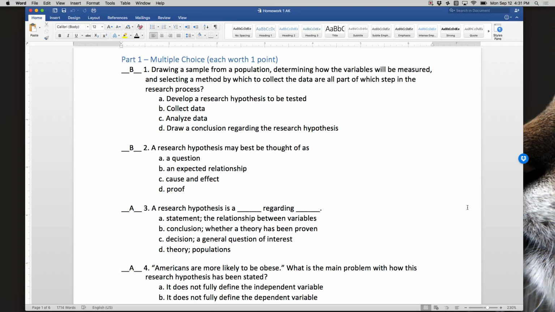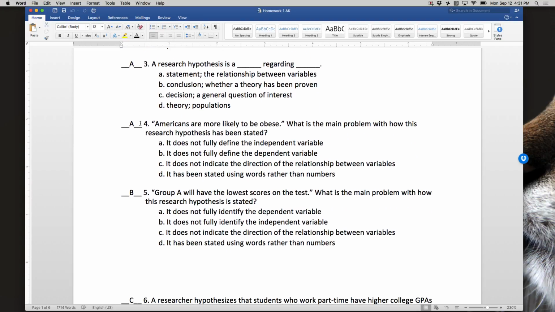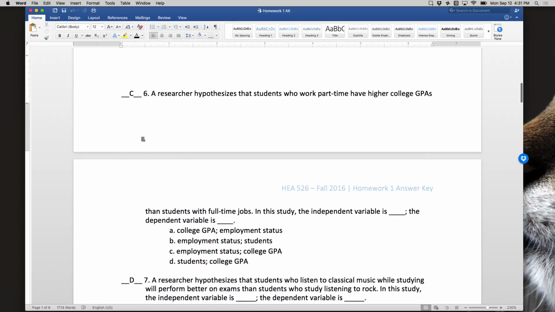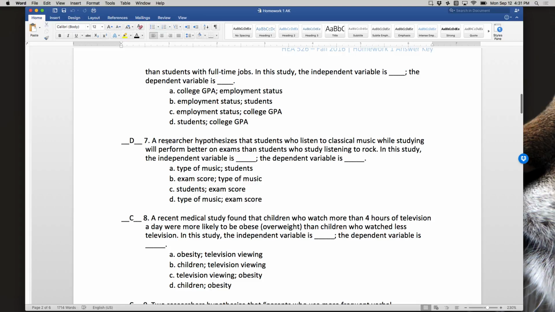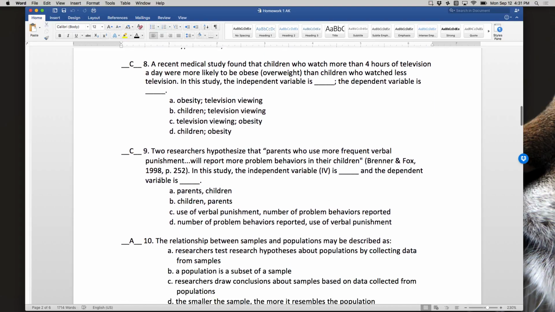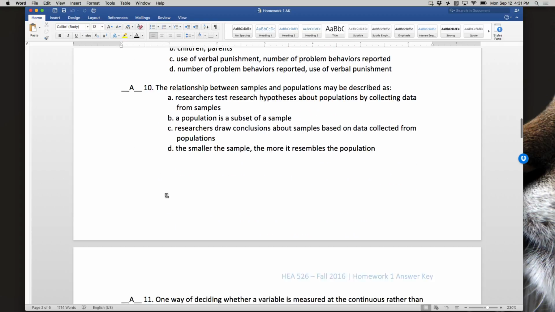Okay, so this first one is B. And if you have questions, just wave your arms around. 2 is B. 3 is A. 4 is A. 5 is B. 6 is C. 7 is D. 8 is C. 9 is C. 10 is A.